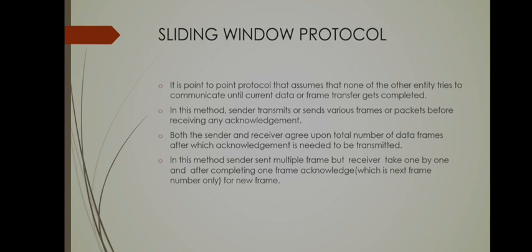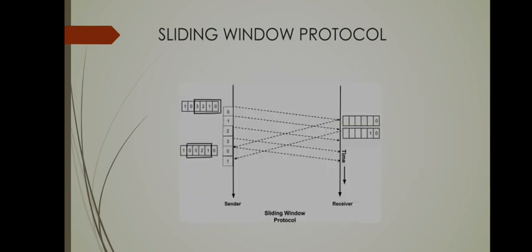Sliding window protocol. It is a point-to-point protocol. In this, multiple packets can be sent by the sender without any acknowledgement. However, the sender will send multiple frames, but the receiver takes them one by one and acknowledges them. In this diagram, frames 0, 1, 2, 3 are sent by the sender, and after that 0 is acknowledged, 1 is acknowledged by the receiver. This is known as sliding window protocol.